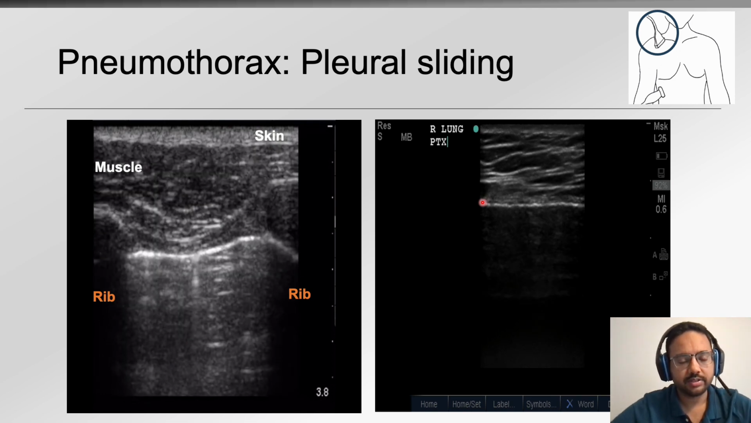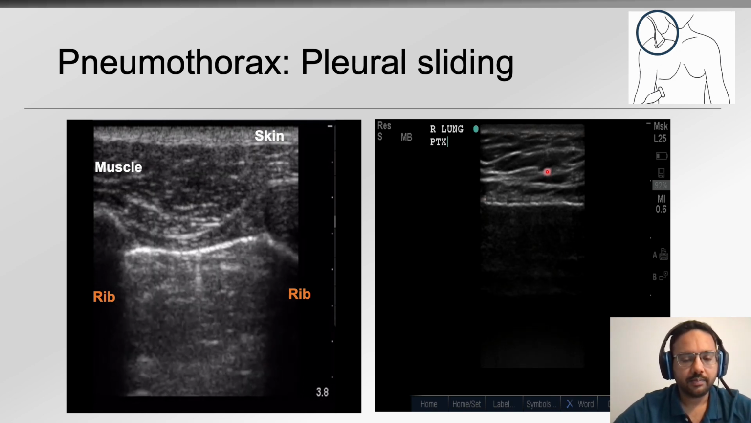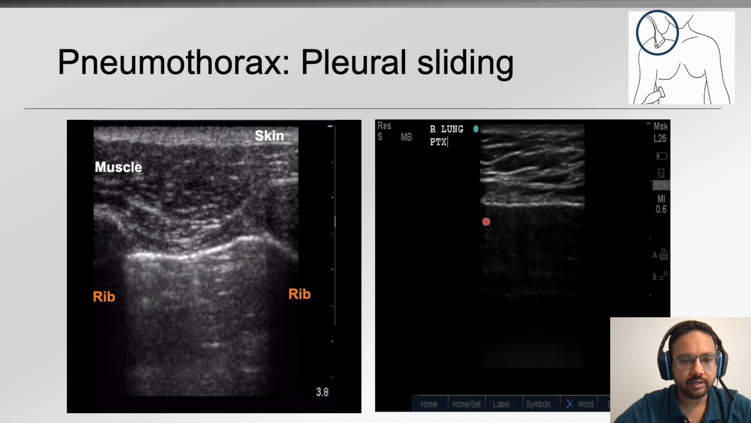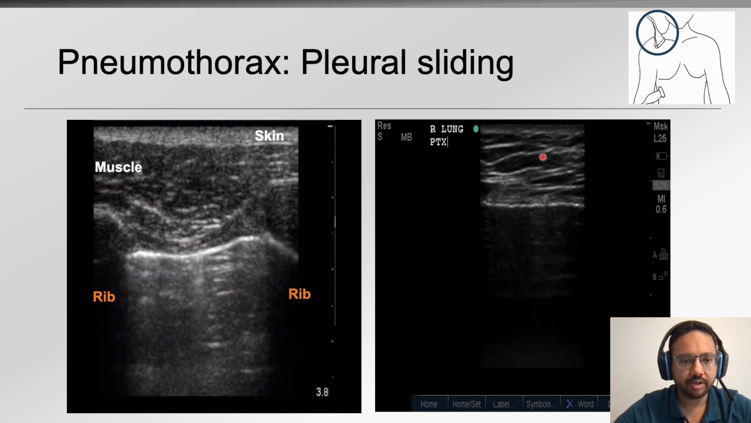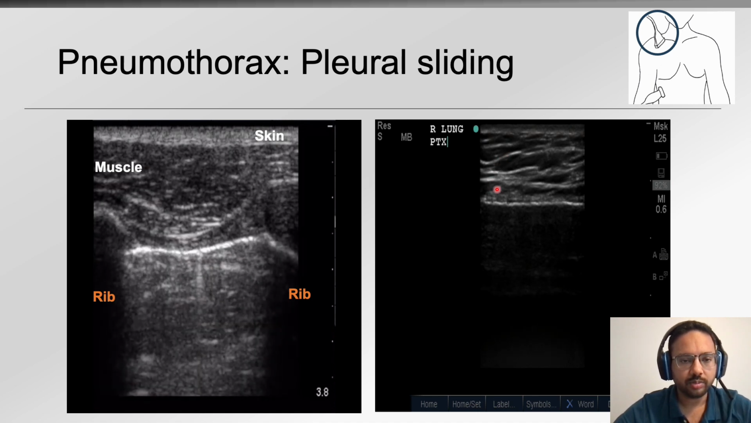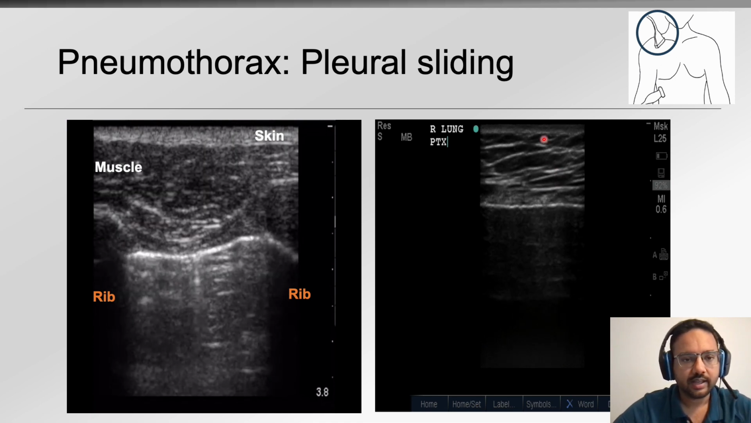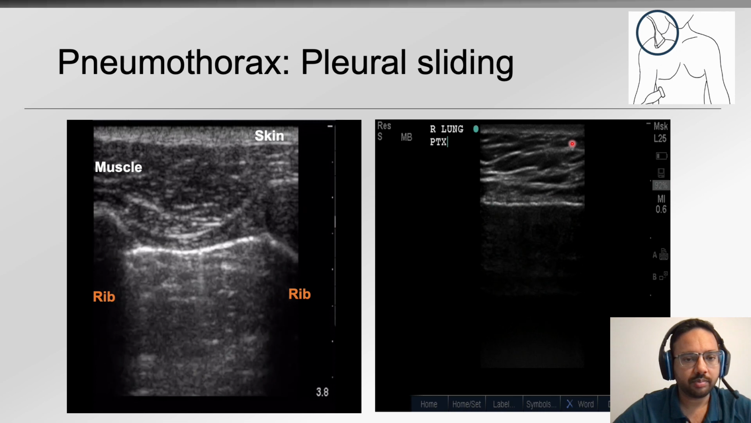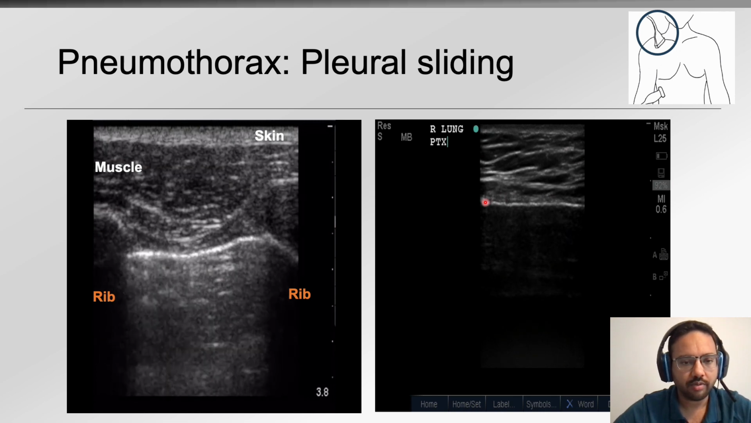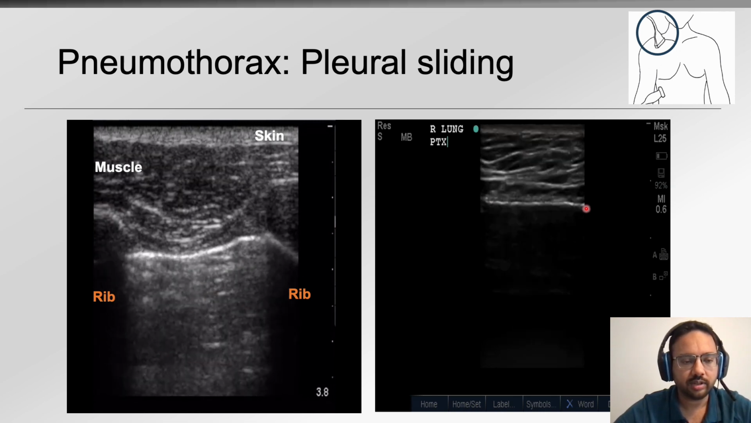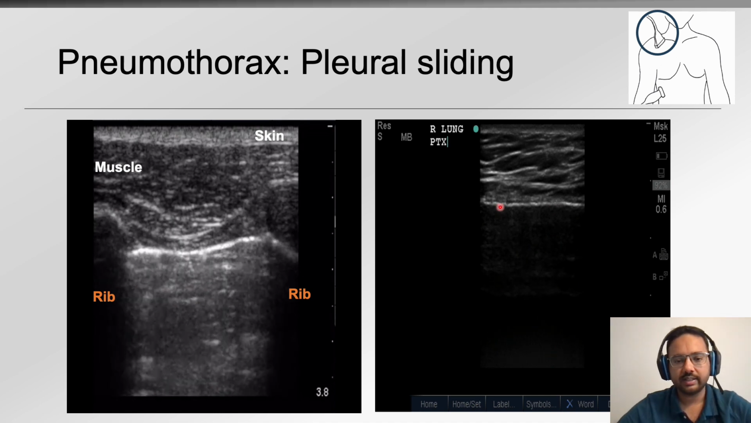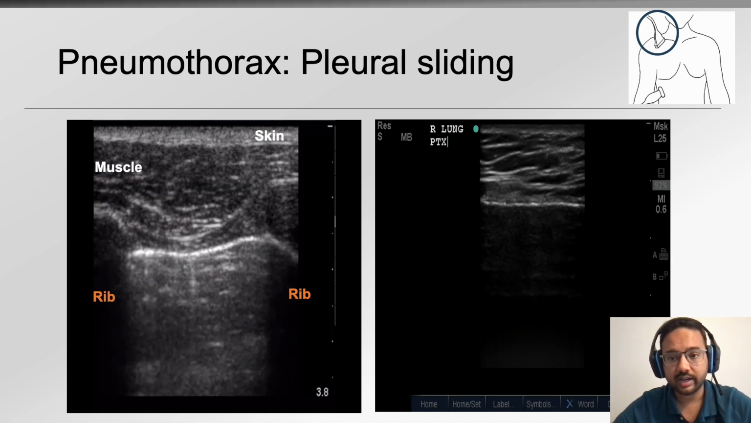Moving on to the image to the right, it's a little bit harder to see and you do not appreciate any movement, but if you were to pay close attention, you could appreciate some movements from breathing of the patient at the area of the muscles and the subcutaneous tissue. However, the pleura does not seem to move at all, and this is known as absent pleural sliding.